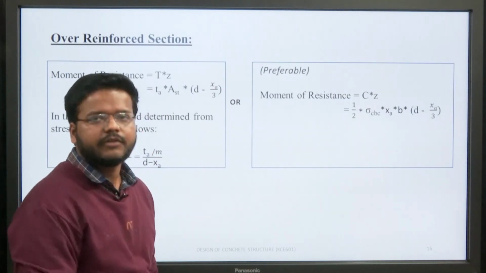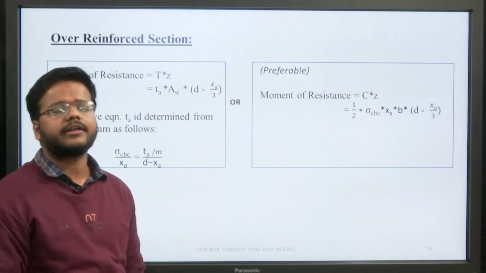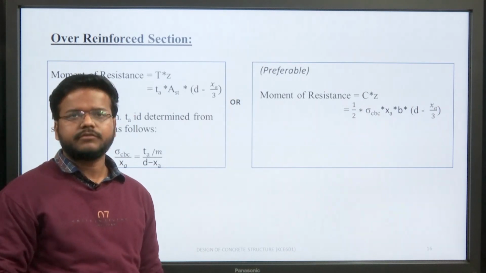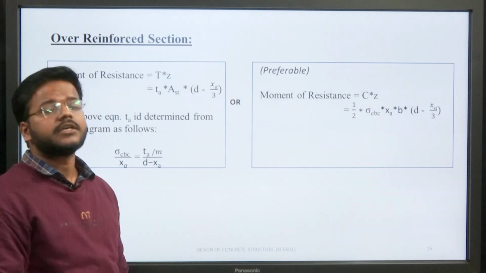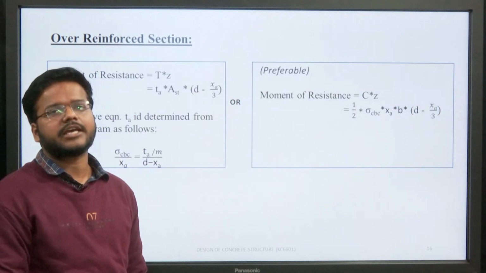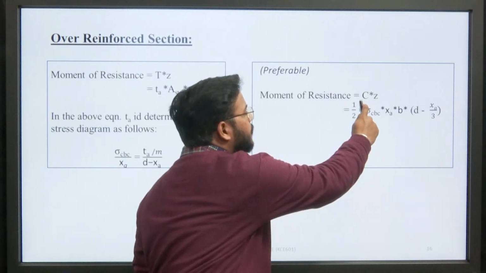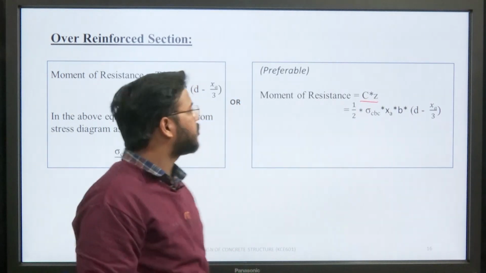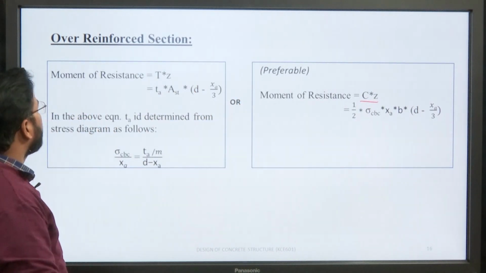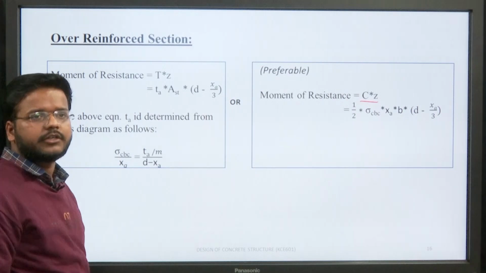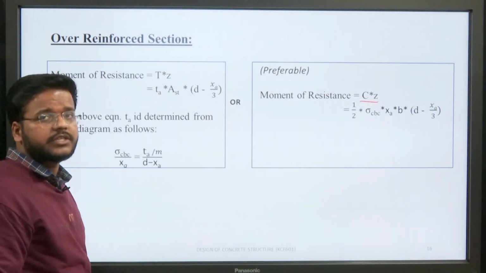Likewise, for the over reinforced section, we earlier saw that the failure is by compressive force, which means the concrete is going to fail in this type of section. So for this type we use the compressive force and lever arm for the calculation of moment of resistance, and try to avoid the use of tensile force and lever arm.